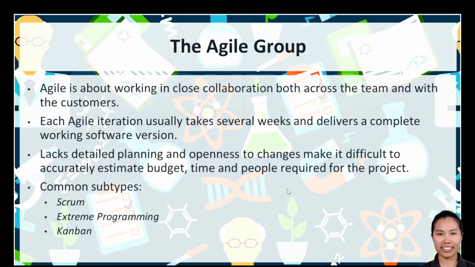So each agile iteration usually takes several weeks and delivers a complete working software version. Lacks detailed planning and openness to changes make it difficult to accurately estimate budget, time, and people required for the project. So yun yung parang disadvantage naman ng agile group. So yung subtypes of the agile is Scrum, Extreme Programming or XP, tsaka Kanban.